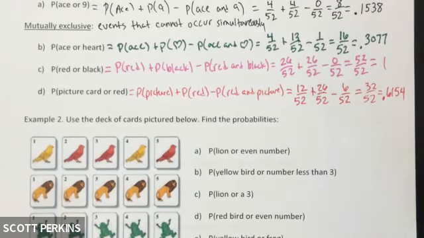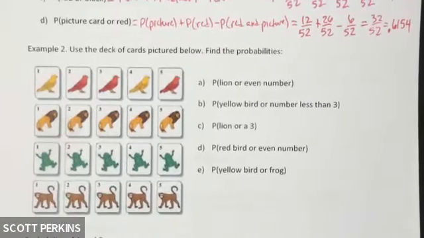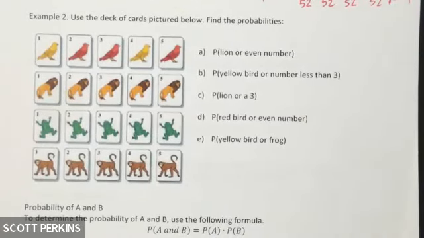We're just going to do a few more. I'm changing the picture just to make sure that you're understanding the process, not just able to do it with a deck of cards. So example 2, I give you a different deck. There's 20 cards to this deck. There's different animals. There's different numbers. So go ahead and do the A problem, please. The probability of a lion or an even number.